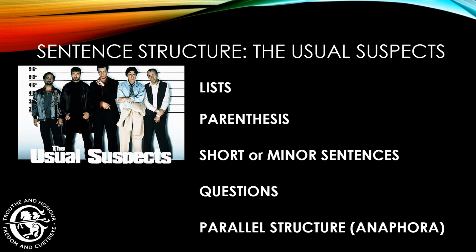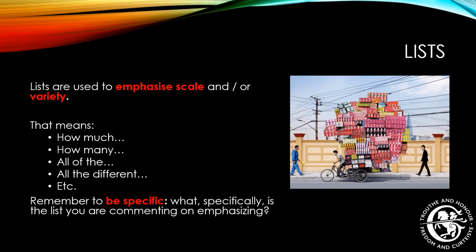So I'll go through each of these and explain how they work. So let's start with lists. Lists are far and away the most common aspect of sentence structure to identify in an RUAE paper. So if you only learn one thing from this video, make sure you learn how to properly analyze lists. Now lists are always used to emphasize scale and or variety. Okay, that's the golden rule when it comes to lists.